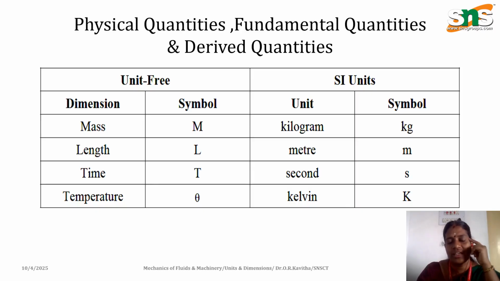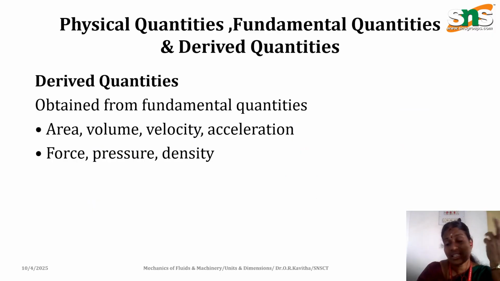If I am taking the SI units for these physical quantities, the mass is described by kilogram, the length by meter, time by second, and the temperature by Kelvin. And what are the derived quantities? These are all the quantities which are derived from the fundamental units.